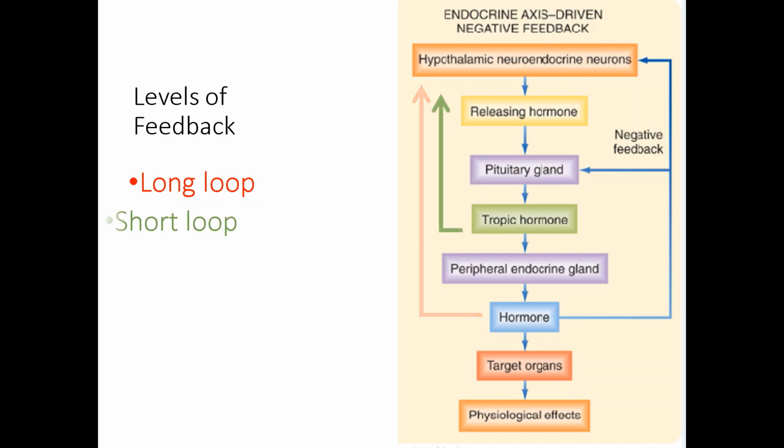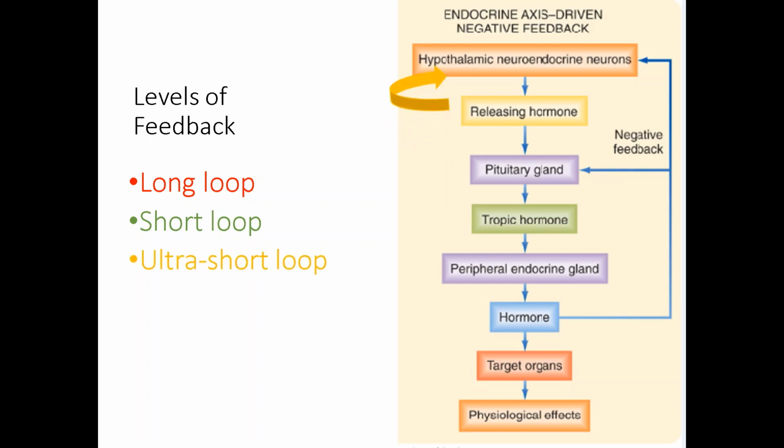And then the short loop is when your tropic hormone causes a negative feedback on the hypothalamic neuroendocrine neurons. And it's ultra short loop if the releasing hormone itself coming from the hypothalamus would cause a negative feedback on the hypothalamus itself. So keep in mind that you have these three types or levels of feedback: long loop, short loop, and ultra short loop.